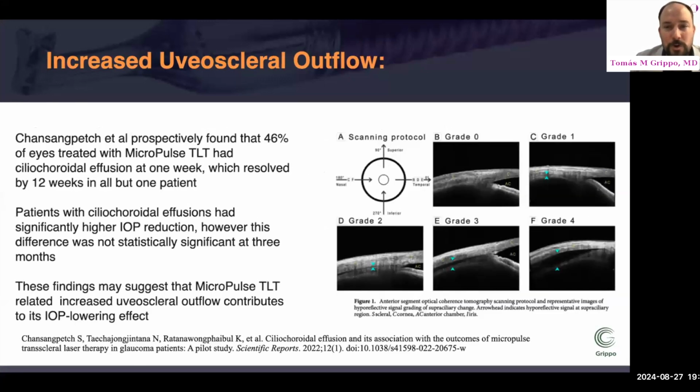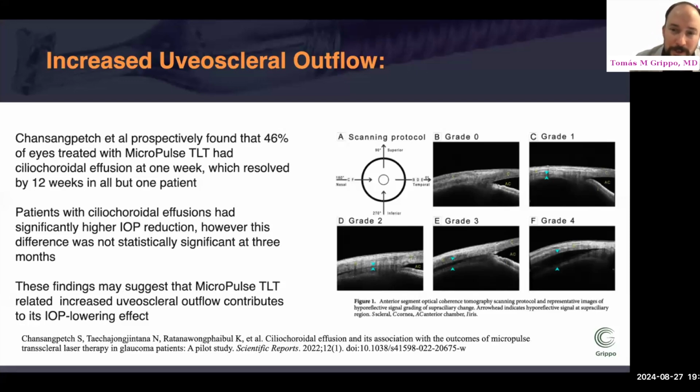And then we have this work, which is a prospective study on patients, where Chang Sampech and his group evaluated cilio-choroidal effusions with UBMs in patients that underwent MicroPulse TLT. And he found that about 50% of those patients had, to some degree, a cilio-choroidal effusion. As you can see on the right side, you can see different images.